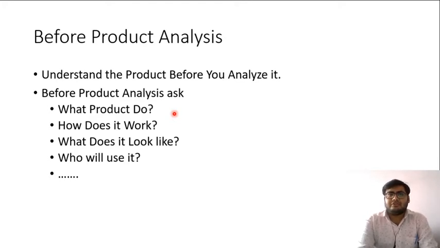Then, what does it look like? This is also an important question. Does the product look like a square, a spheroid, a sphere, or a cylinder, and is it aesthetically appealing or not? That is the most important aspect. Your product should be aesthetically appealing. So all these questions we need to ask.